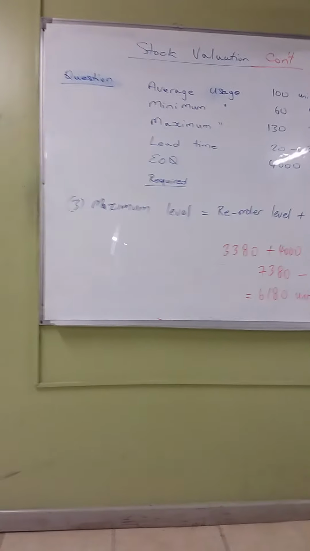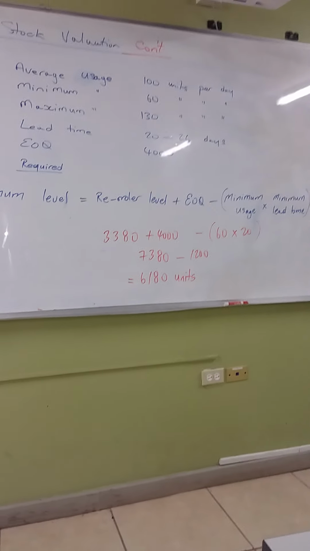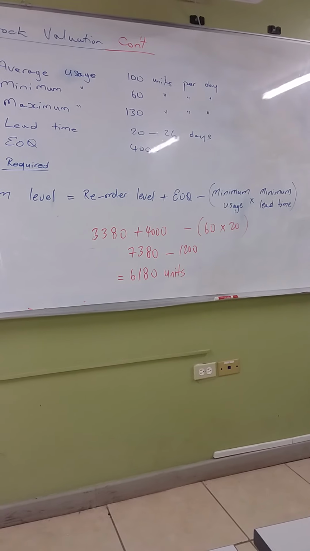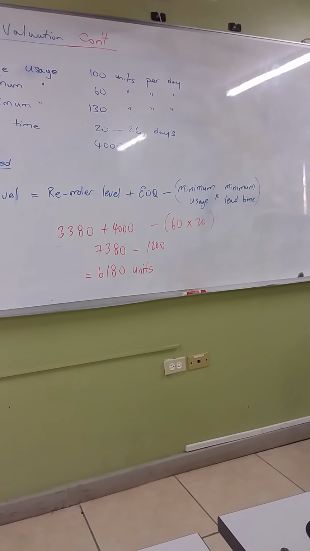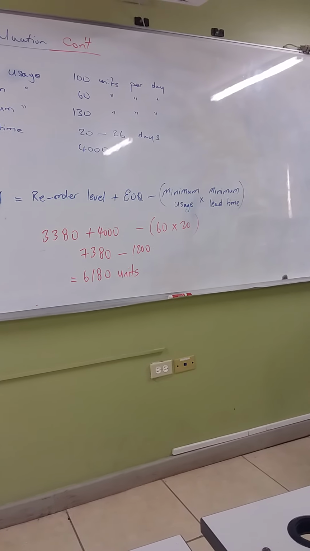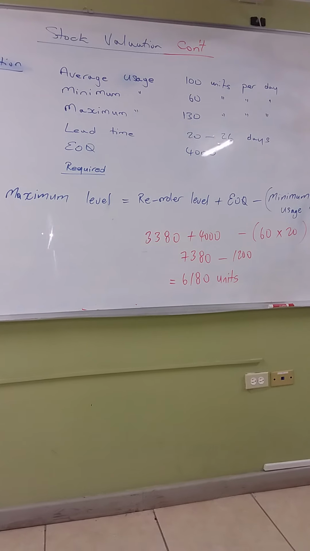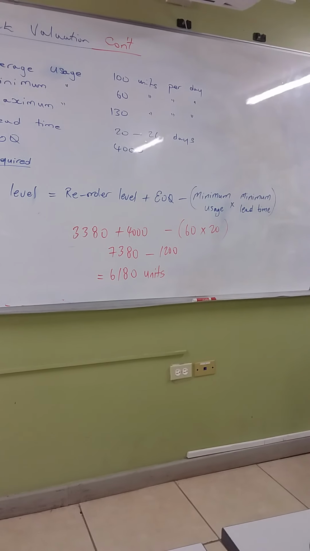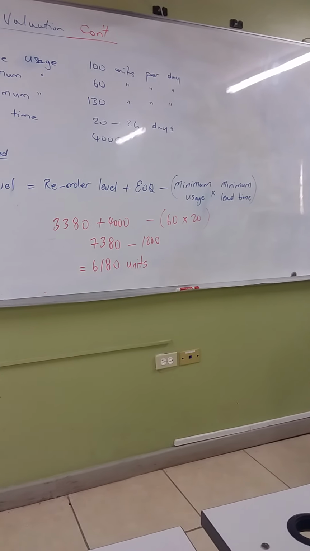All right, so again, the formula for calculating maximum level is your reorder level, which was calculated earlier, plus your EOQ minus your minimum usage multiplied by your what? Minimum lead time. So it's your reorder level plus your EOQ minus your minimum usage multiplied by your minimum lead time.